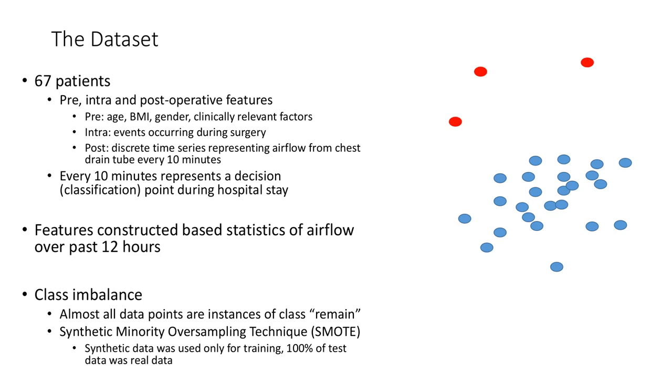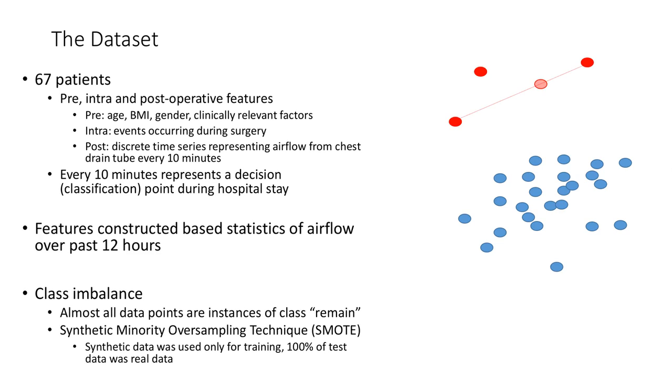The data set is highly class imbalanced. For example, a given patient might stay at the hospital for 7 days. So every 10 minutes during those 7 days, we have an instance of a class. Most of those instances, the class label will be maintain the chest tube. But they'll reach a certain threshold at some point close to the end of their stay at the hospital where the class then switches over to, for example, remove the chest tube. And so most instances will be of class remain.